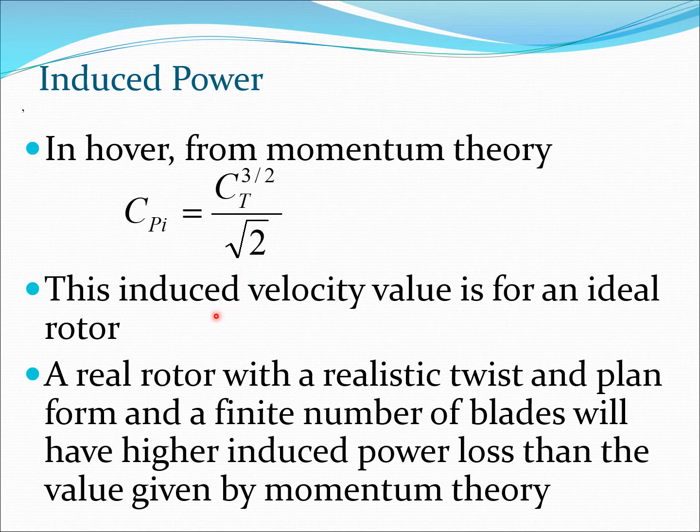Now this induced velocity value you have seen is valid for an ideal rotor. Now this rotor is mythical, it's not real, because a real rotor is going to have realistic twist, planform, finite number of blades, and therefore the induced power is going to be greater than what is predicted by momentum theory. But again, these phenomena are difficult to model, difficult to calculate, and so on. Therefore, we need to find some way to modify this equation so that we can predict CPI better to account for the losses in a real rotor.